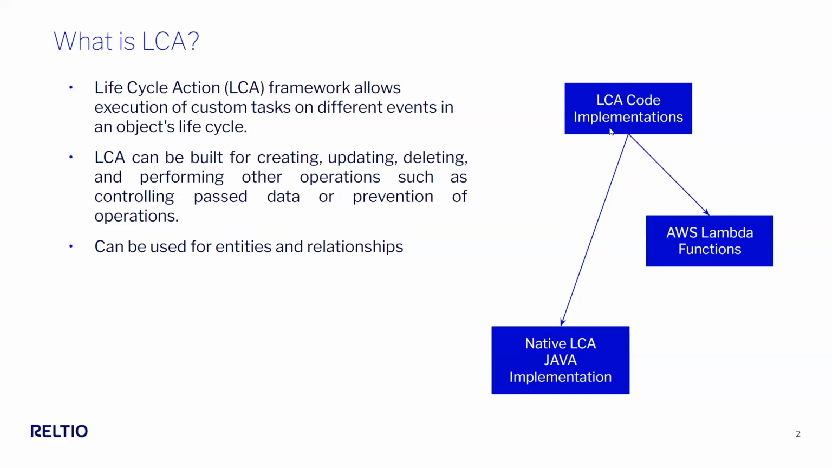As of now, we support LCA implementations as native Java implementation, which we call the native LCA, and as AWS Lambda functions. The difference between these two: with the native LCA, or the Java implementation, you write Java code for doing some validations before the data is saved. You prepare a jar file and share it with us. After the whole approval and certification process, that jar file is loaded into our Amazon S3 bucket, and from there we inject that code in the same runtime environment where the Reltio code is running.